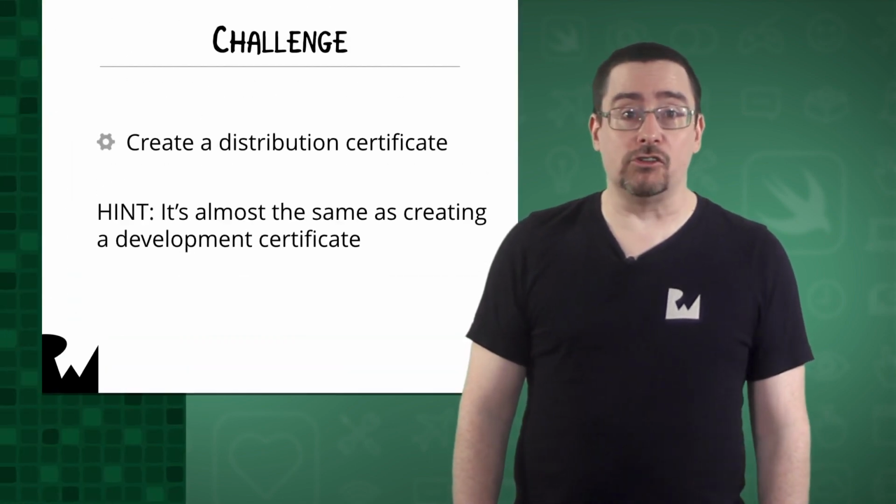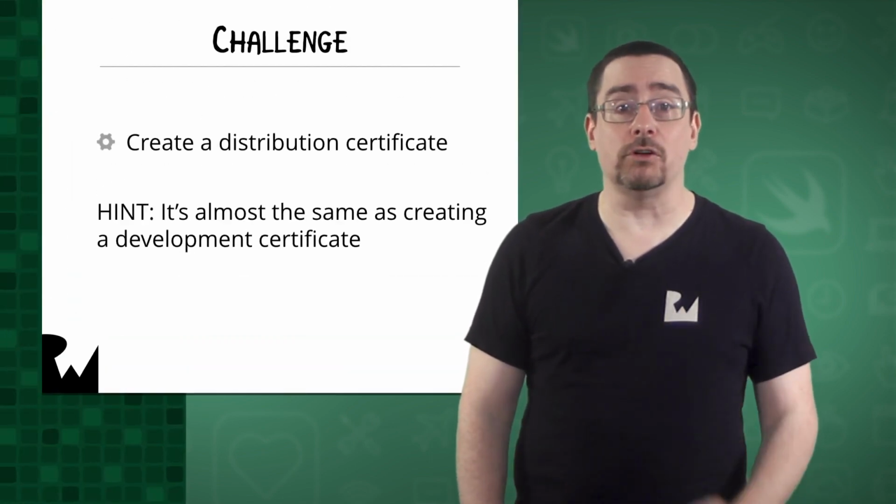In the last episode, you created a certificate for local development. This cert, combined with a provisioning profile, will allow you and others to test your app on a local device. Now you need to create another cert to distribute your app. This will allow you to submit your app to the App Store. Once approved, general users will be able to install your app. Creating a distribution cert is the object of your challenge.